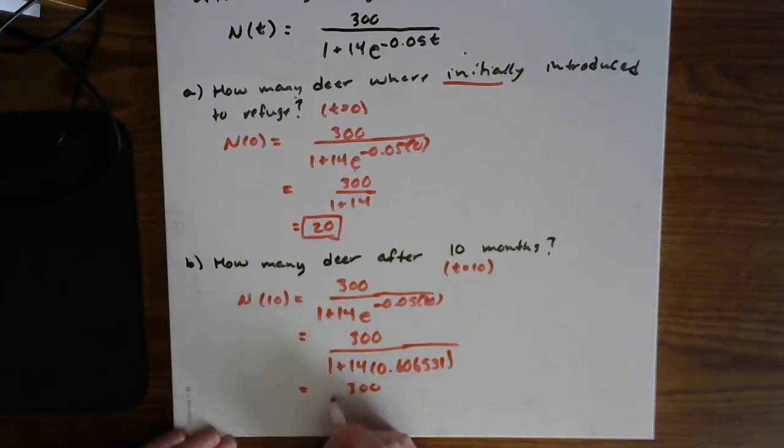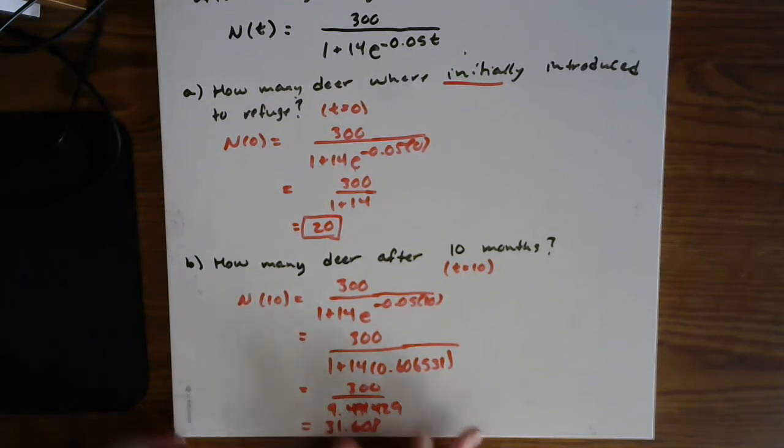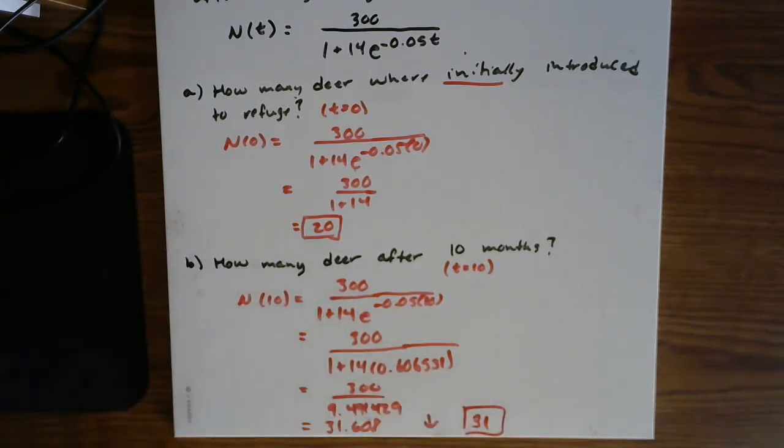So that becomes 300 over 9.49142, which is 31.608. But here's where you need to be a little bit careful in terms of rounding. So we have 31.6 deer after 10 months, but you cannot have 0.6 of a deer. So in these circumstances, you have to round down. You don't have enough to make another deer. So just round down to the 31.